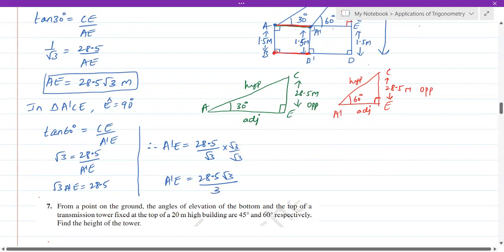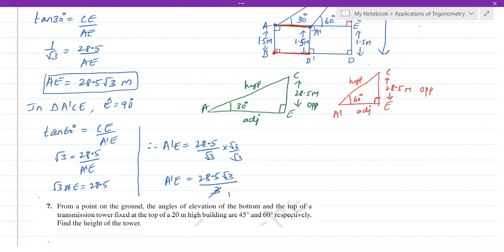Or root 3 into root 3 is root 9. What is the square root of 9? 3. So I have written it directly. 3 ones are 3. You can cancel it. 3 nines are 27. 1 carry, it becomes 15. 3 fives are 15. Point as it is. Therefore, the value of A dash E is 9.5 root 3 meters.